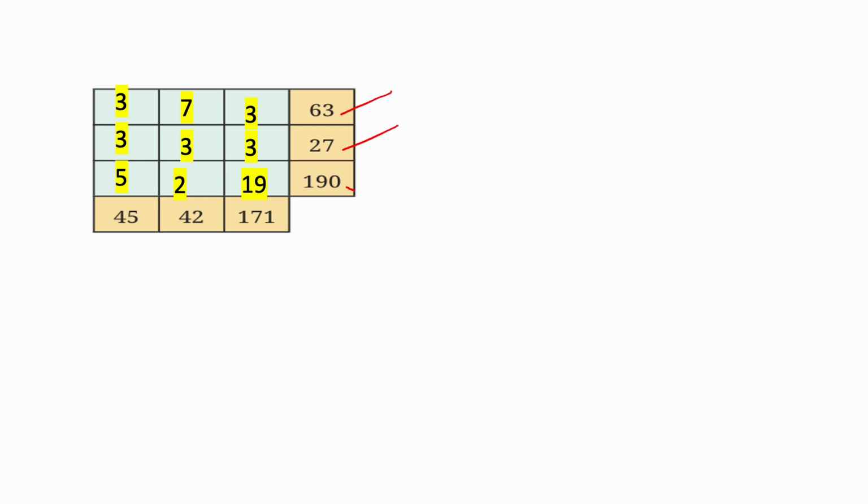5 into 2 into 19 is 190. 3 into 3 into 5 is 45. 7 into 3 into 2 is 42. Then 3 into 3 into 19 is 171.